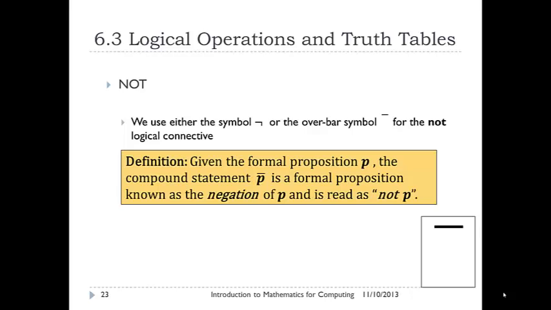In terms of symbols we use for not, you might see this presented in different ways, but typically it's going to be the symbol half a rectangle, and could be used for not, or we're going to use the overbar symbol. So if there's a bar over a propositional variable, we're going to consider that the negation of the propositional variable. So given the formal proposition p, the compound statement not p, okay, so p with the bar over it, is a formal proposition known as the negation of p, and it's read as not p.